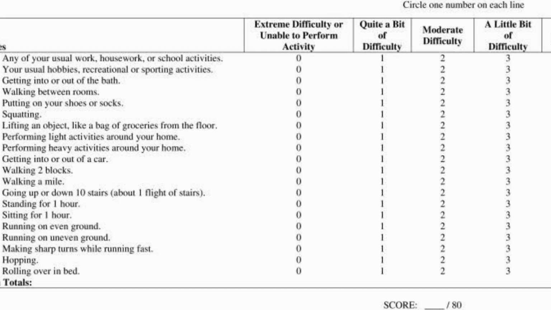As we can see here, this is the scale which has 20 questions, and it has scores from 0 to 4. 0 indicates the most difficulty a person has while performing a task, 1 indicates quite a bit of difficulty, 2 indicates moderate difficulty, 3 indicates a little bit of difficulty, and 4 indicates no difficulty at all while performing a function. So we will record each activity, as we can see, for example, walking between rooms, putting on shoes or socks.